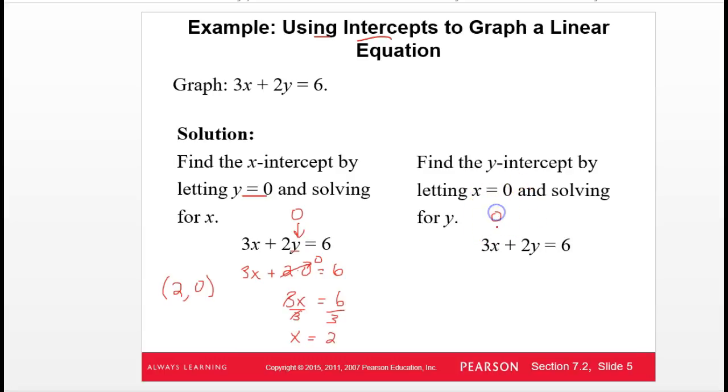This time this is going to be 0. And I'm going to solve for y. Well, if I let this be 0, I end up with 3 times 0 plus 2y equals 6. So now this piece is gone. Anything times 0 is 0, so 0 plus 2y is just 2y.